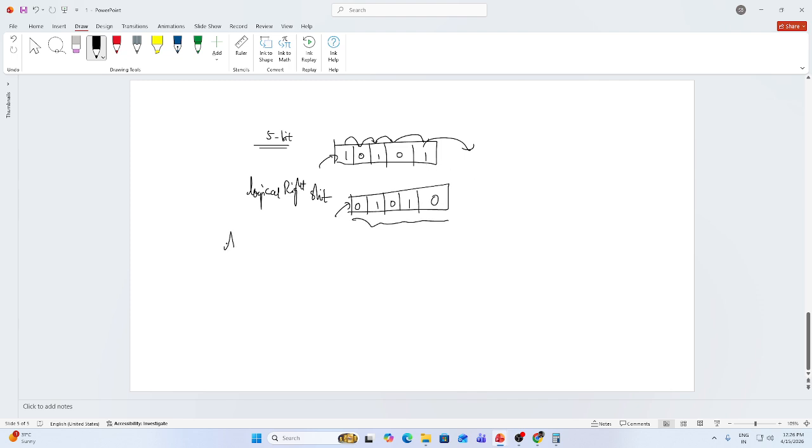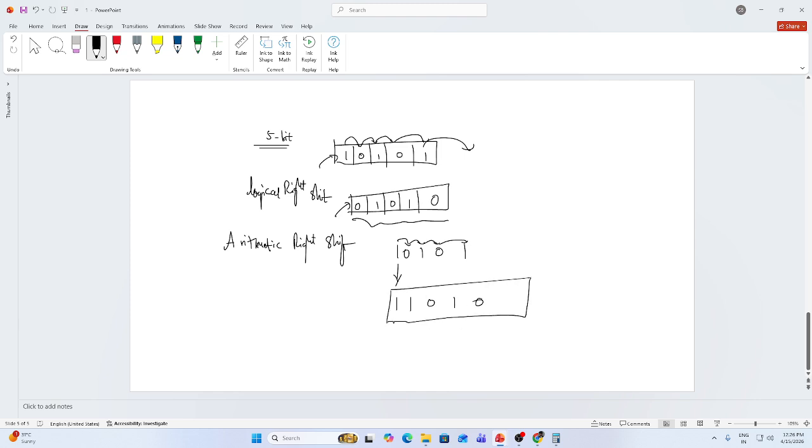But what is arithmetic right shift? This is for signed numbers. In arithmetic right shift, for 1 0 1 0 1, we retain the sign bit as it is, then perform the shift. So the last bit will be gone, we retain the 1, so the new bit here gets a 1. This 0 will come here, this 1 will come here, this 0 will come here. So this is the arithmetic right shift.